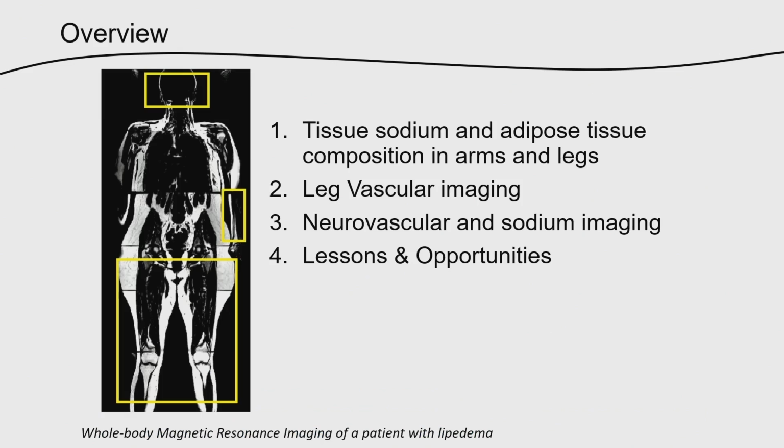In my talk, I'll provide some latest findings of MRI to look at differences between lipedema and those with similar BMI, that we will call the obese controls, in terms of tissue sodium and adiposity in the arms and the legs. We'll look at leg vascular imaging, and we'll look at some neurovascular and sodium imaging profiles if we have time, and I'll summarize with some lessons and opportunities.